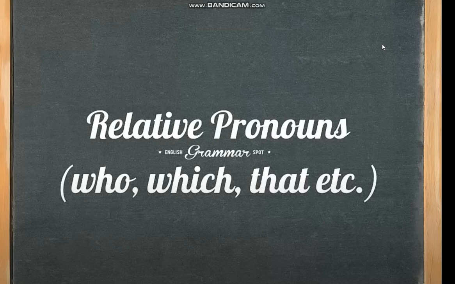I repeat, students, the woman is a doctor. She writes stories for little children. This is a normal sentence. Now, the woman who writes stories for little children is a doctor. Here the word who describes who that woman is. It says she is the one who writes stories for little children. So it is reflecting back to the woman.